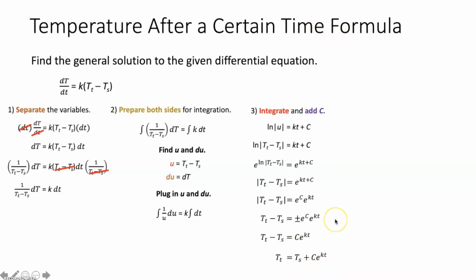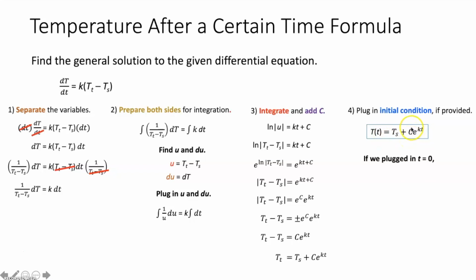So step 4 in solving a differential equation is to always check to see if there was an initial condition provided. There was not here. So this is going to be our formula for finding the temperature of an object after a certain time. However, we can actually make this more specific if we wanted to. Remember, when we're dealing with proportional rates of change like we are here, in the general solution, your C value represents the initial value. So we can actually rewrite our C in terms of T if we plug in 0 for T to get our initial value.